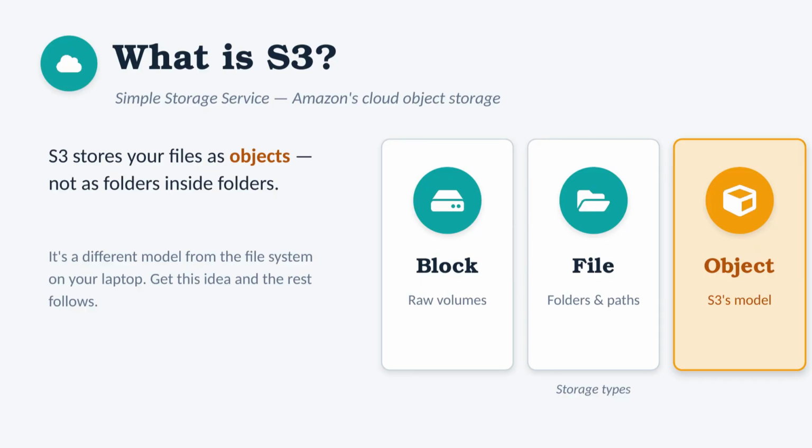Let's break it down. First, the name. S3 stands for Simple Storage Service, 3 S's, hence S3. It's Amazon's service for storing files in the cloud. But here's the important part. S3 is a specific type of storage called object storage. That word object is going to come up a lot, so let's define it properly.